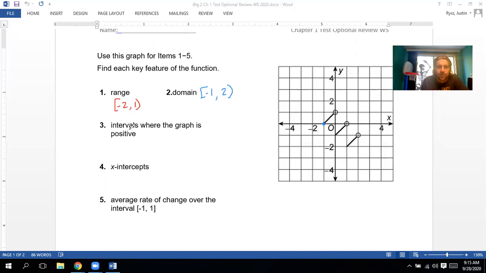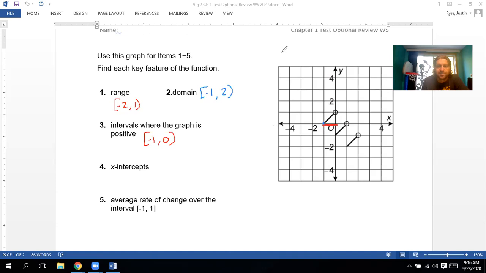Okay, next, what intervals is the graph positive? So where is the graph above the x-axis? Really, it's only in this range here. This is the only time it is above the x-axis. This is all below, and it gets up to it, but that doesn't count, and it's all below here. So it's only above the x-axis from -1 to 0. So this range on our x-axis. And yes, we'll end with an open dot because that ends with an open dot. -1 to 0.